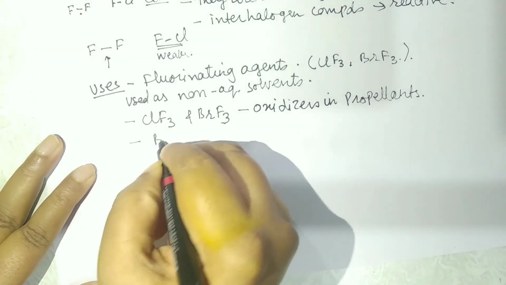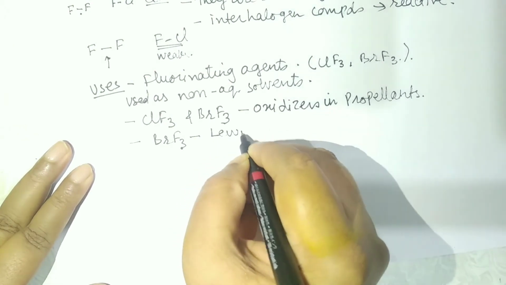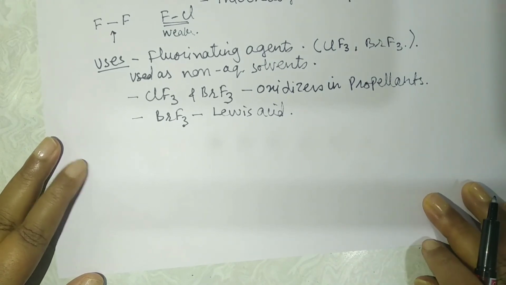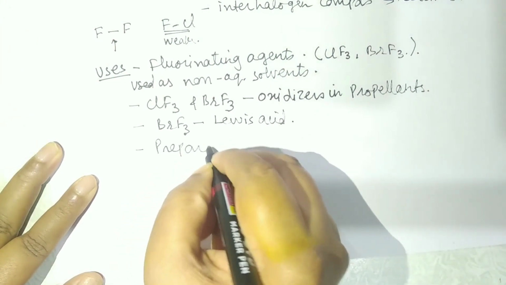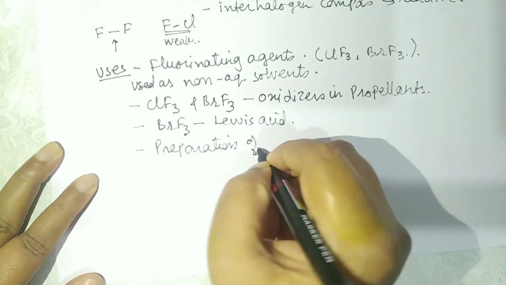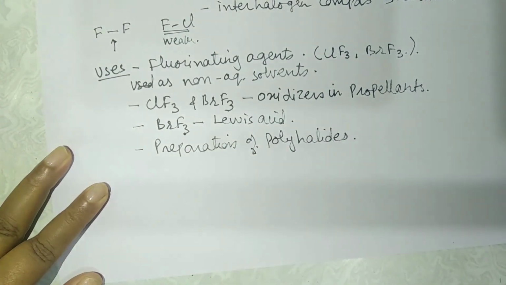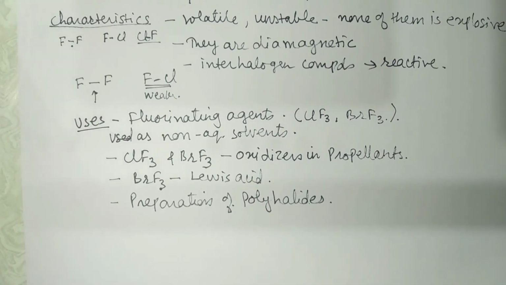A very interesting thing is that BrF3 is also used as a Lewis acid. And most of these interhalogen compounds are also used in the preparation of polyhalides. So this is all about interhalogen compounds. Now you know how the halogens react among themselves and how we get so many types of compounds. So this is all about interhalogen compounds.